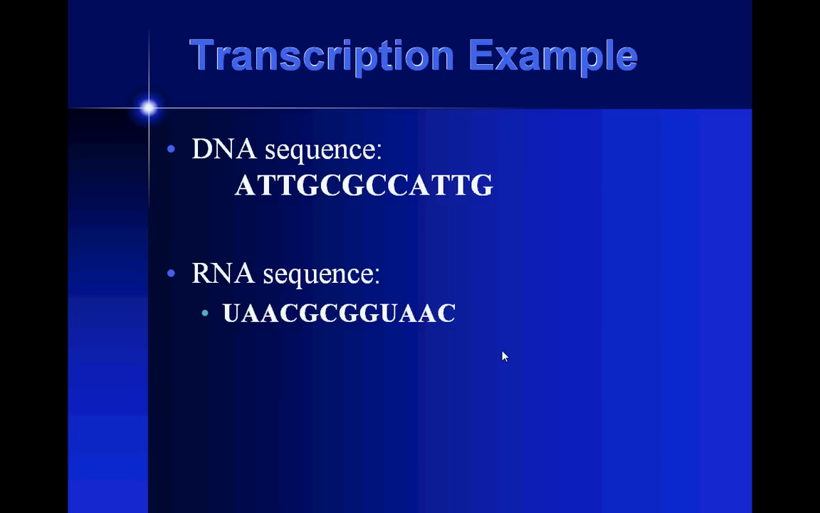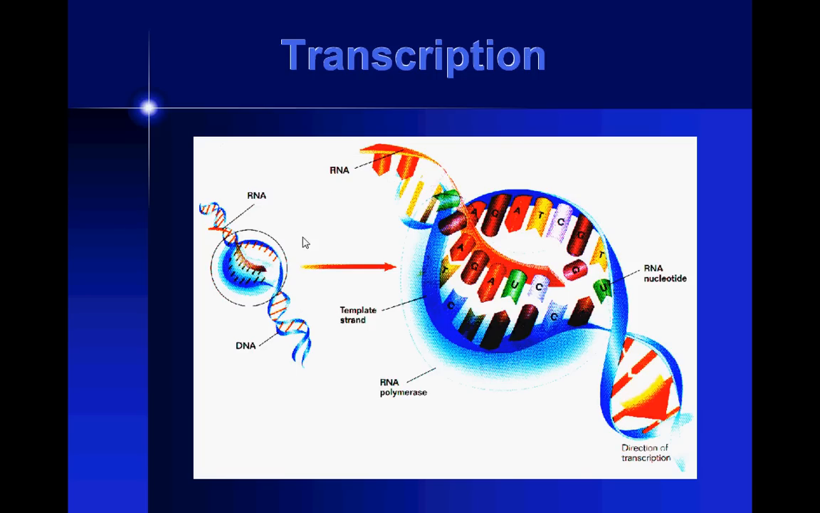So for example, if the DNA went ATT, GCG, etc., this would be A, the U would come here, the A would come and match up, and then this thing would be glued together into this long single chain sequence called messenger RNA. So here's a picture of that happening.